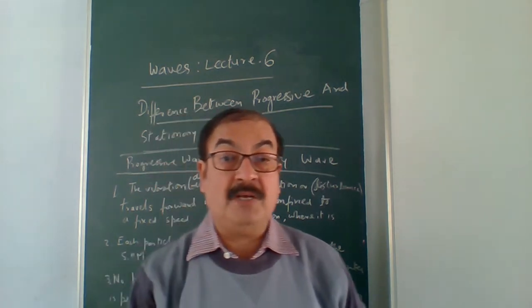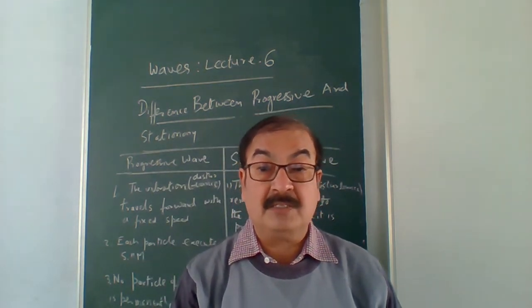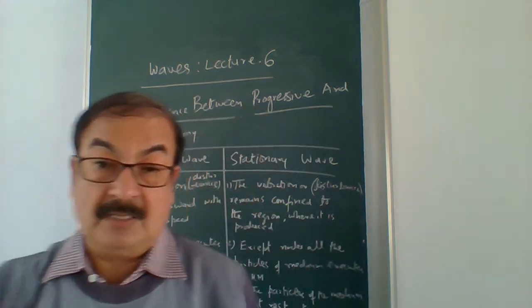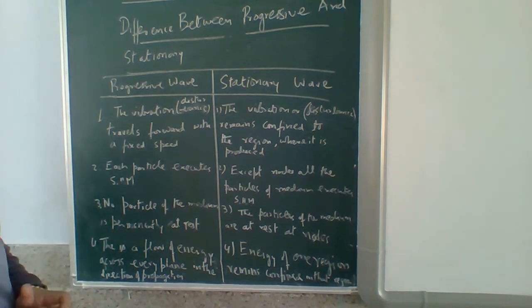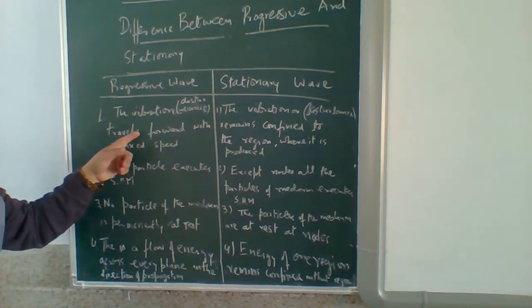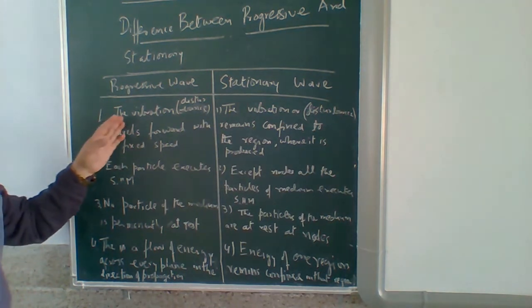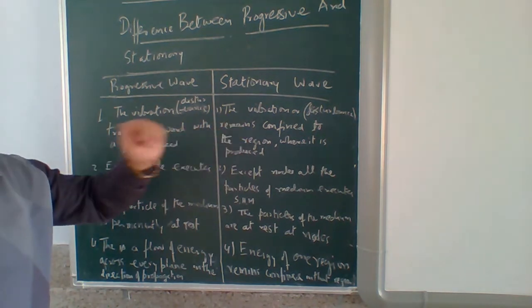Now today we have to explain the basic differences between progressive and stationary waves. Let us see point-wise. Number one, the vibration or disturbance travels forward with a fixed speed. At the same constant speed, in one direction, the vibration or disturbance travels. This will be the case in a progressive wave. What happens in the case of a stationary wave?